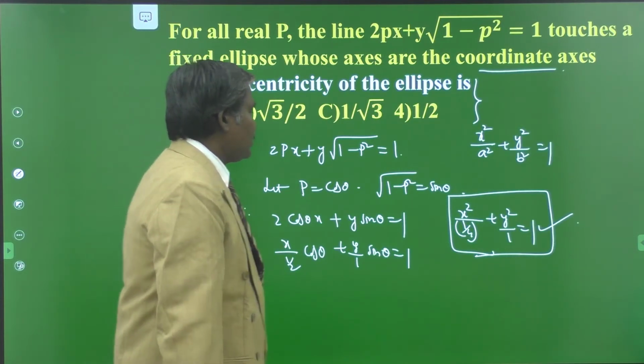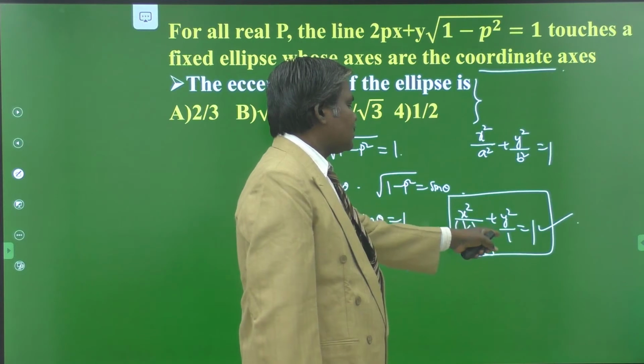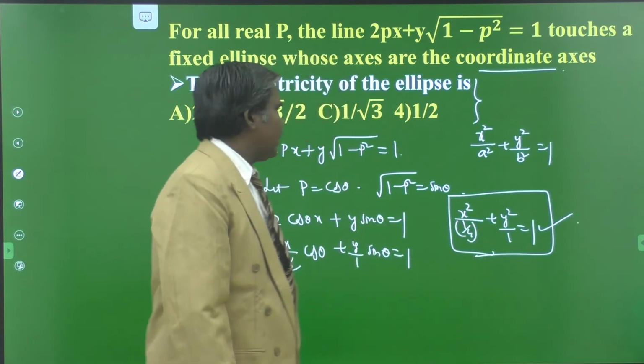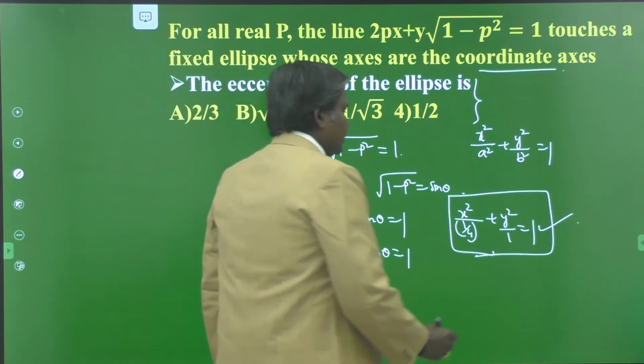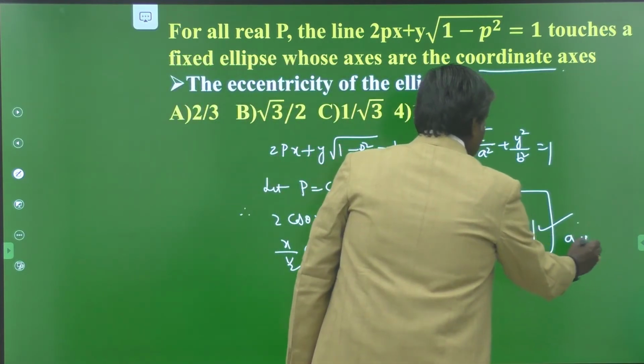What is the equation of the ellipse? X square by 1 by 4 plus y square by 1 is equal to 1, my dears. From that, can you calculate the eccentricity or not? You can easily calculate this one. This is the a less than b case.